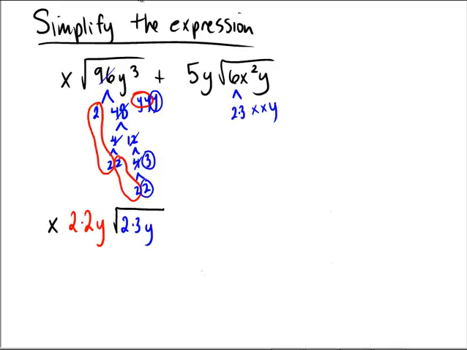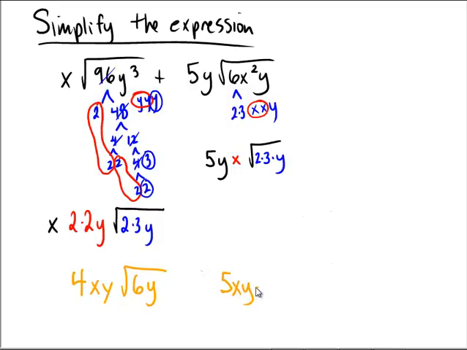So this side would become, as we can see all together, 2 times 2 is 4, x, y, radical 2 times 3 is 6, y. And doing the same analysis on the right hand side, we can see that we have a pair of x's, so they're going to escape. So we'll have a 5 and a y that were already here, an x that escapes, a square root in which we still have the 2 and the 3 and the y, and so that side is going to become 5xy, radical 2 times 3 is 6y.